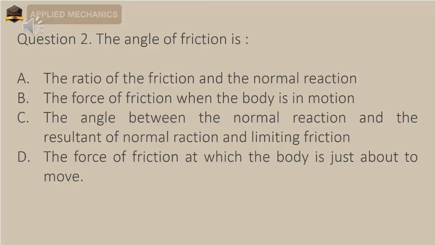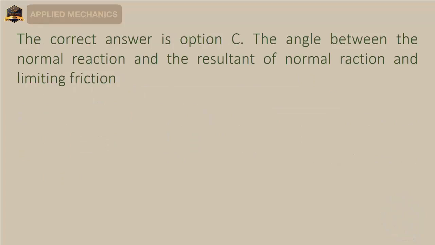Question 2. The angle of friction is A. The ratio of the friction and the normal reaction. B. The force of friction when the body is in motion. C. The angle between the normal reaction and the resultant of normal reaction and limiting friction. D. The force of friction at which the body is just about to move. The correct answer is option C. The angle between the normal reaction and the resultant of normal reaction and limiting friction.